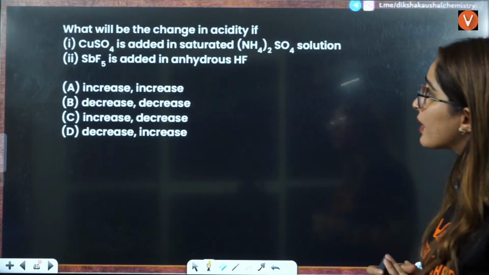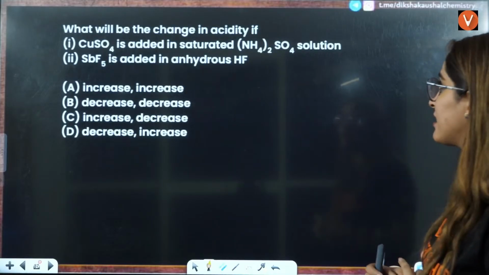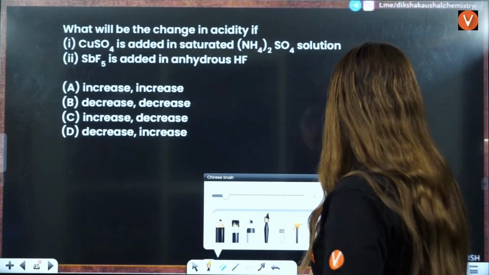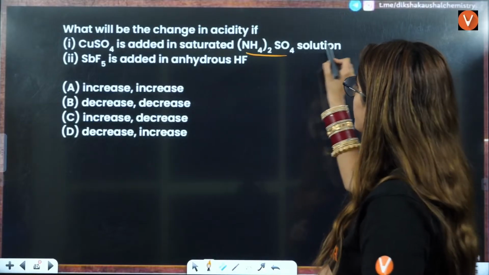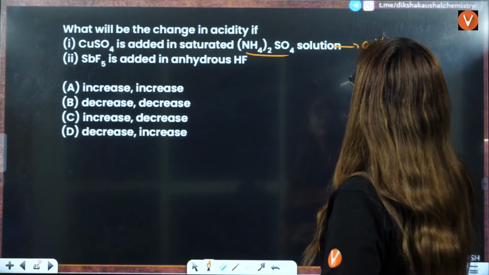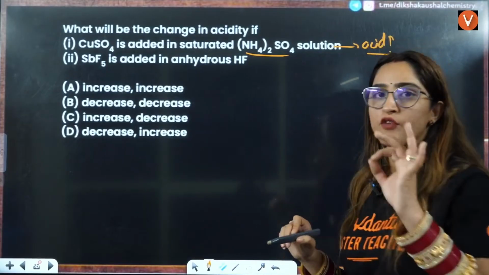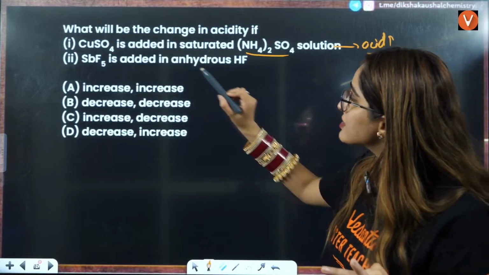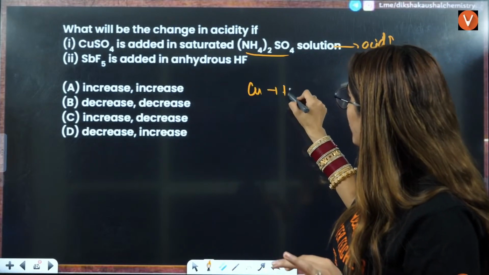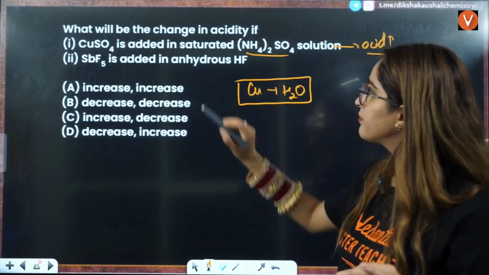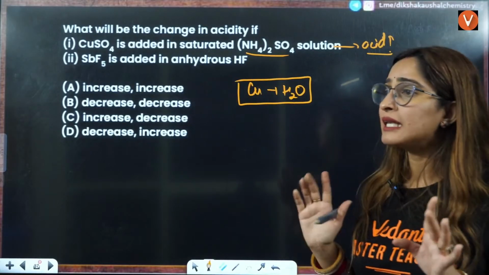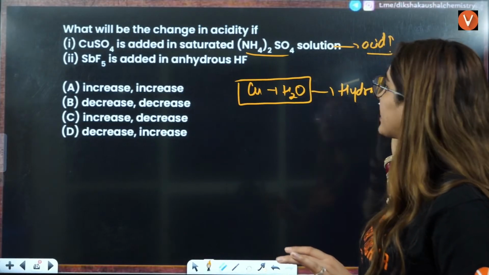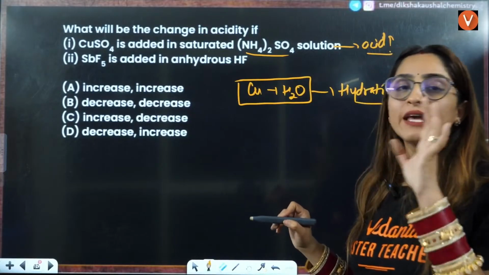First is CuSO4 added in saturated (NH4)2SO4 solution, right? So when you add CuSO4 in saturated (NH4)2SO4 solution, what will happen? Acidity will increase. The reason is the common ion effect, that is SO4 2 negative. The Cu with water, because in the solution it is going to be with water, will form a hydrated salt which is acidic in nature. That is why acidity will increase here.